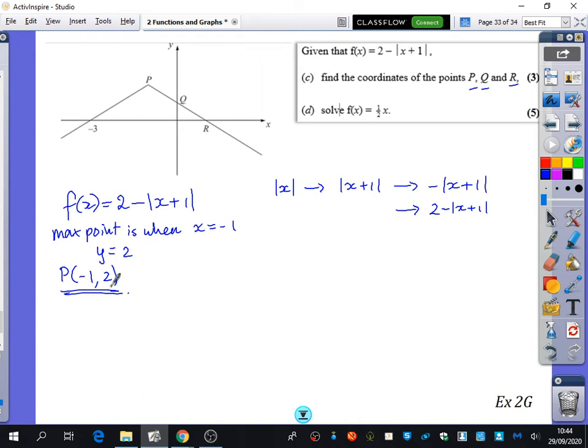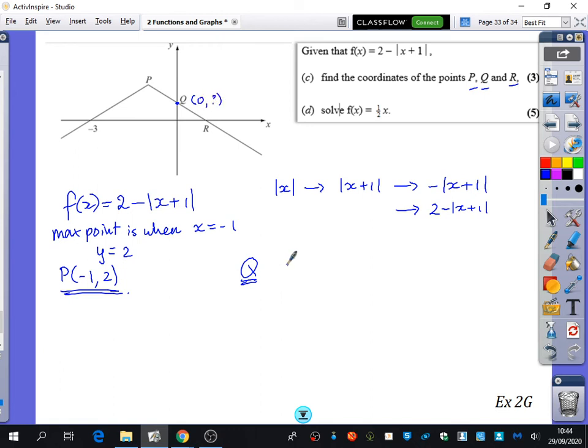The q coordinate is really easy to find. What do you think is the best way of finding the q coordinate? We could do the drawings, but I think there's a really quick way for this one. Look, you know at q that the x coordinate is 0. The only thing is we don't know what the y is.